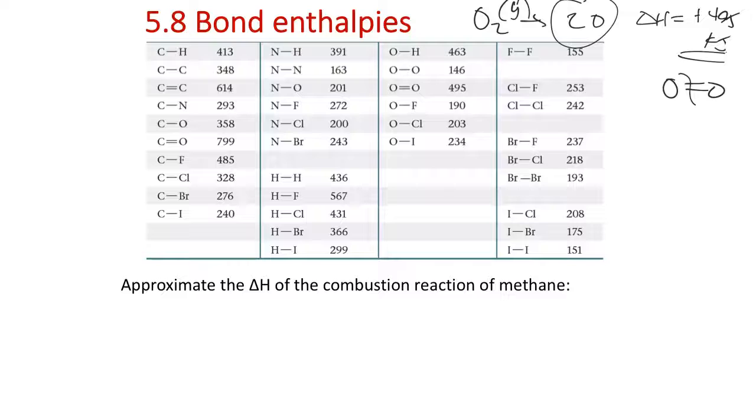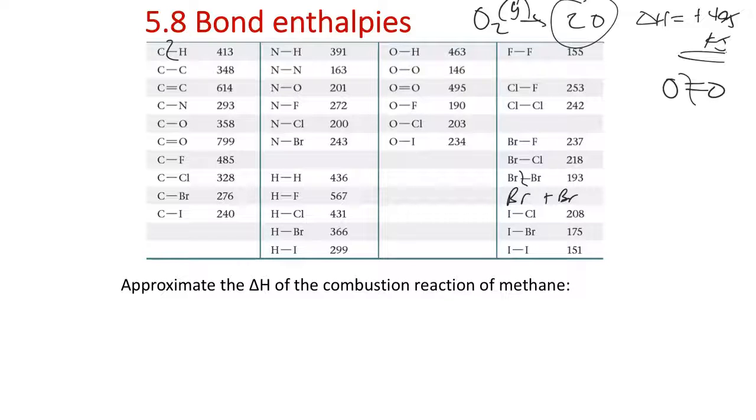So bond enthalpies are determined by looking at the different fragments, breaking the bonds, and seeing how much energy is associated with those particular reactions. To break the C-H bond, it's about 413 kJ per mole. That would be forming a carbon and a hydrogen atom. If we break the bond in Br2, that would give us Br plus Br. That's 193 kJ per mole. Different bonds have different bond strengths, so it takes a different amount of energy to break different types of bonds.